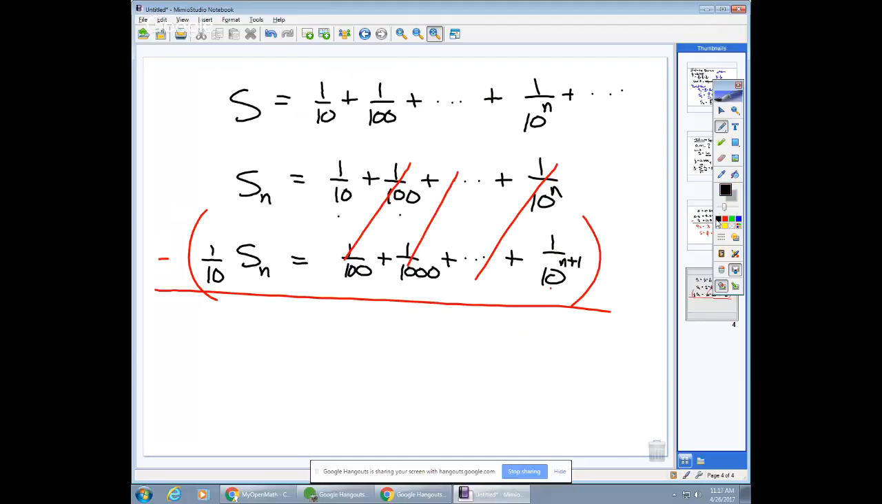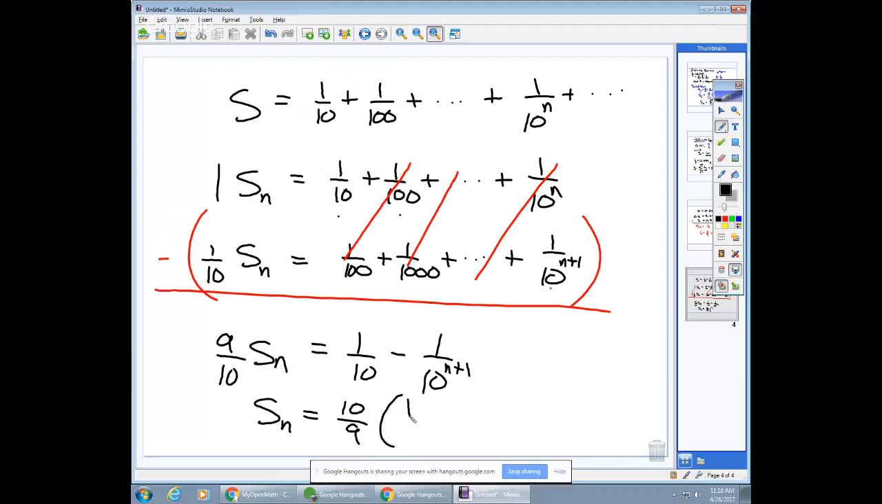So what I get is 1 S sub n take away 1/10 of an S sub n is going to leave me 9/10 of S sub n. And then on the other side, I'm going to get 1/10 minus 1 over 10 to the n plus 1. I lost a whole bunch of stuff in the middle. I collapsed it. And then cleaning this up, I would just multiply by the reciprocal. So S sub n is equal to 10/9 times all of that, minus 1 over 10 to the n plus 1.